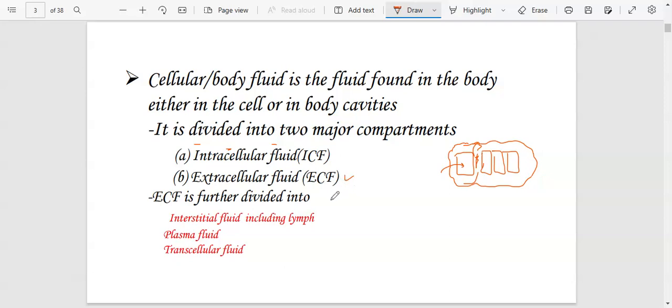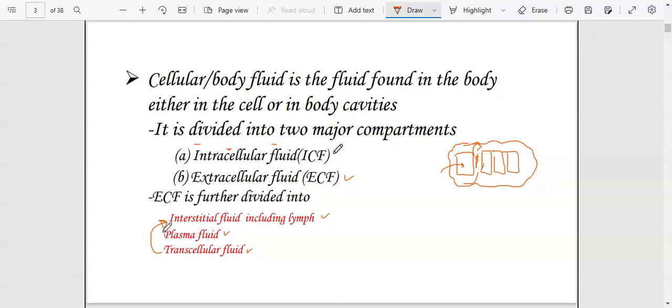Now, when we consider the extracellular fluids, the fluids which are found outside the cell, they are also going to be further divided into the interstitial fluid, including also lymph. Lymph is the fluid that is found in the lymphatic system, just like we have blood found in the circulatory system. We also have the plasma fluid, the fluid found in the blood. We also have the transcellular fluid. This is a special fluid. In some books, we are going to see that transcellular fluid has been put to be part of the interstitial fluid.